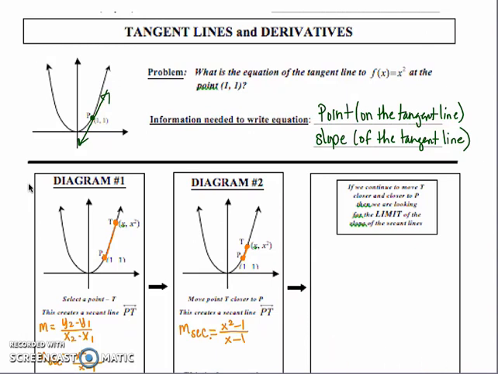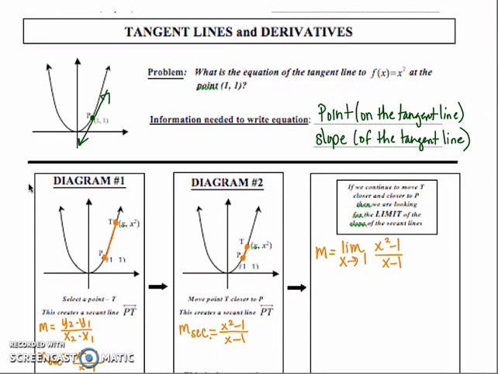Well, what does this mean? If we continue to move our point T closer and closer and closer to our point P, then ultimately what we're looking for is the limit of the slope of the secant lines. So really, our slope is going to be equal to the limit as x approaches 1 of x squared minus 1 over x minus 1. And then we go into our bag of tricks. We can't do direct substitution here to find our limit, because if we were to plug 1 in, that would give us 0 in the denominator.